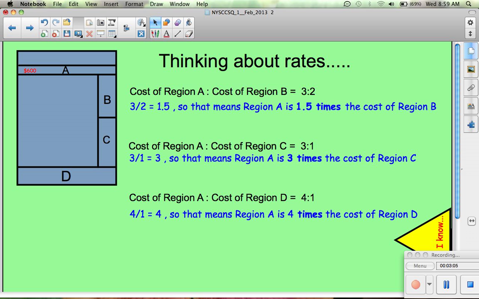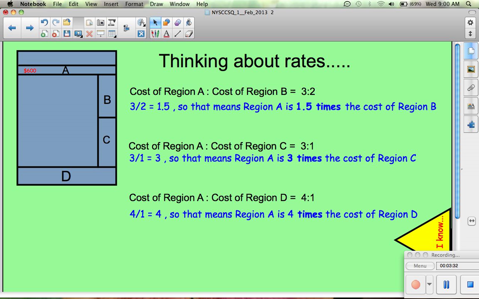Thinking about rates and what we know about rates, region A to region B, the cost is 3 to 2. 3 to 2, or 3 divided by 2, is 1.5. So that means region A is 1.5 times the cost of region B. And thinking about the other rates they gave us, the cost of region A to region C is 3 to 1. 3 divided by 1 is 3, so that means region A is 3 times the cost of region C.